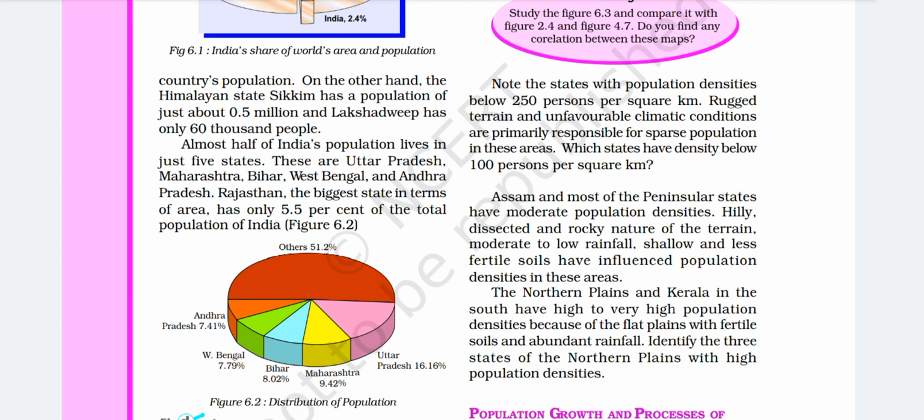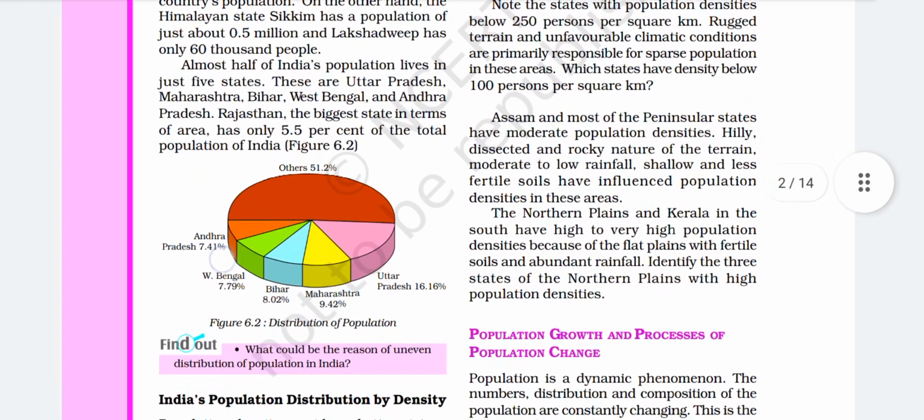Why is the population low in these areas? Because the physical features of these areas are not favorable to us and the climatic conditions are also not good. Assam and most of the peninsular states have moderate population densities, means there is not so much high population and not so much low. Hilly areas, dissected areas, and rocky nature of the terrain, moderate to low rainfall, shallow and less fertile soils have influenced population densities in these areas.